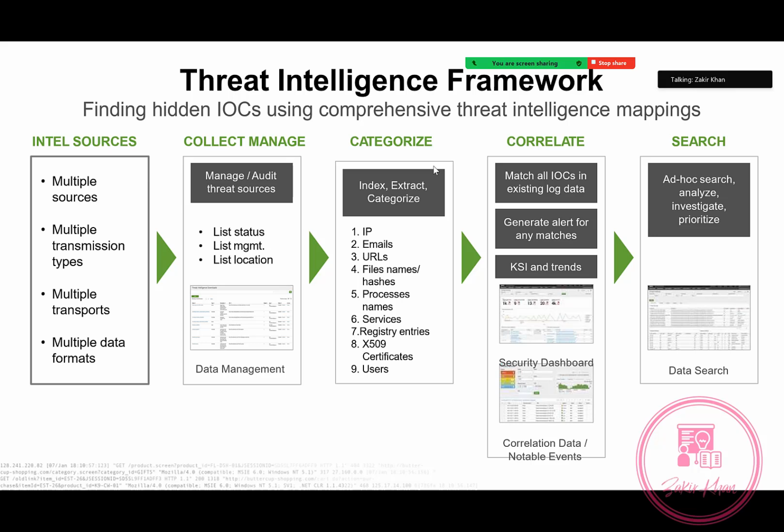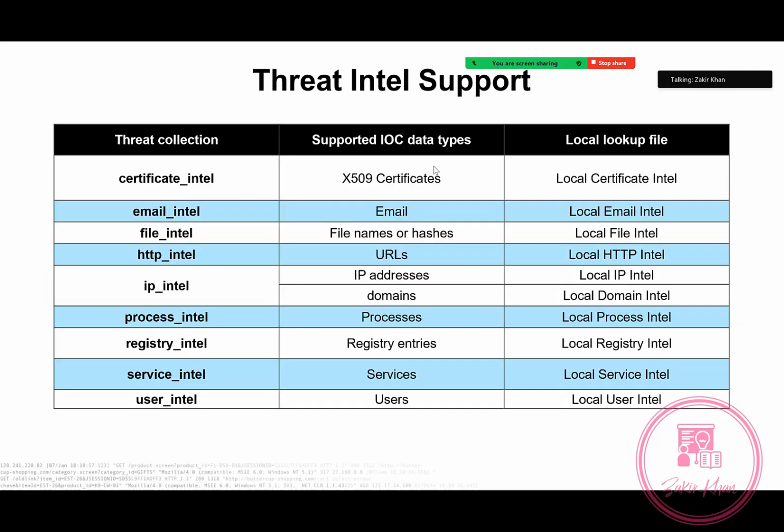threat feeds as well. For example, for the emails, for multiple sources, for the hashes, for the files, for the process name, for the services, for the registry, for the certificate users, which is a threat for the company. So Splunk also has these features built in, so it can give you an alert for that in the notable, and you need to enable that from Splunk Enterprise Security, and then you can search and investigate. These are the different types of threat intel supported by Splunk: certificate intel, email, file, HTTP, IP, process, registry, services, and users.